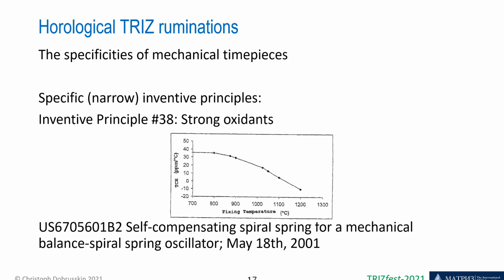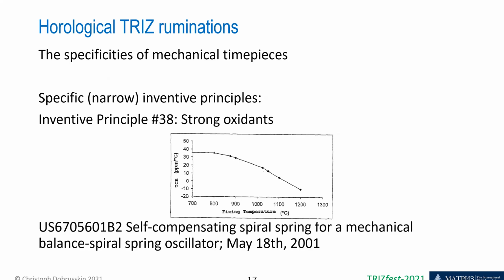Then there are the specificities of mechanical timepieces. I really wanted to stay mainly mechanical, but there are also some rather specific or narrow inventive principles, and then you really have to be lucky to find those examples. For example, principle 38, strong oxidants. This patent is about how you treat a mechanical balance spring with strong oxidants to make a better oscillator. If I hadn't found this one, this wouldn't have existed in this field. It's simply not used.